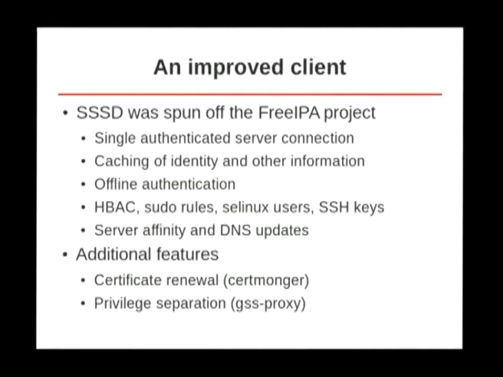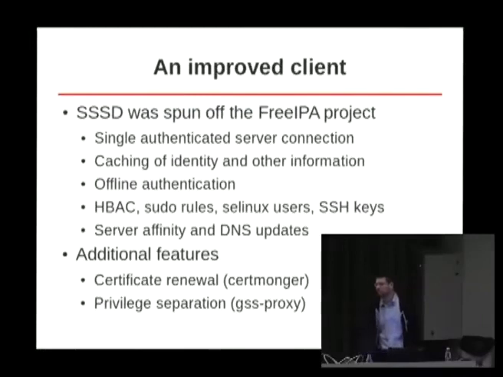Then we started adding things like offline authentication. Again, this is useful for laptops, but it serves other uses too. And other things like host-based access control and sudo rules. What we do is pull this information from the LDAP server and make it available to the client without you having to create your own scripts. You just configure SSSD once and it keeps working like that. Server affinity and DNS updates are other very important things. When you join a machine to a FreeIPA server, these machines can automatically update the DNS so that the name you gave it is automatically made available to everybody.